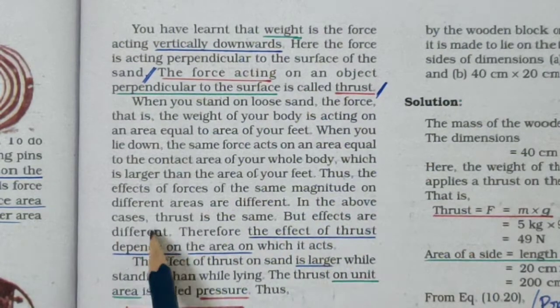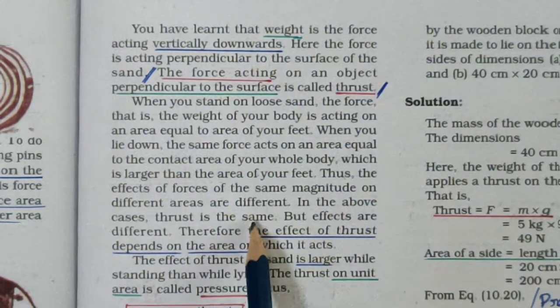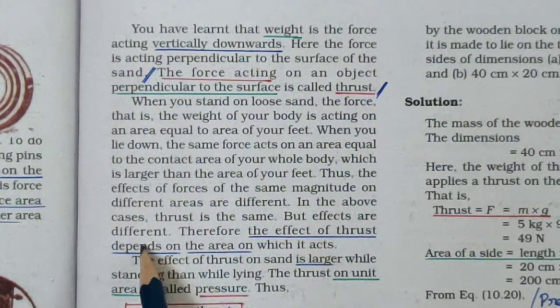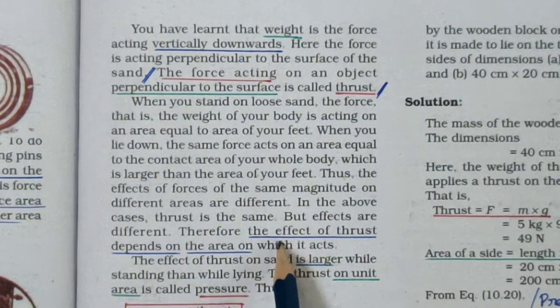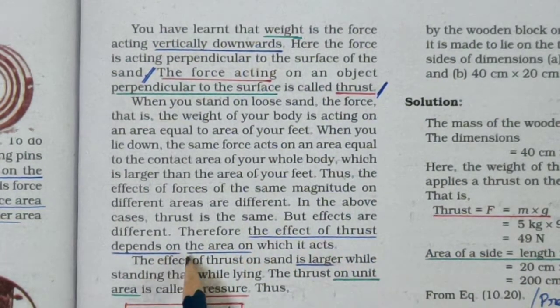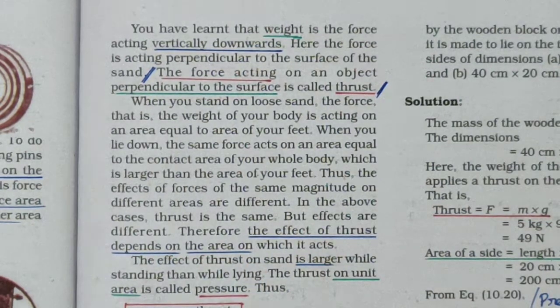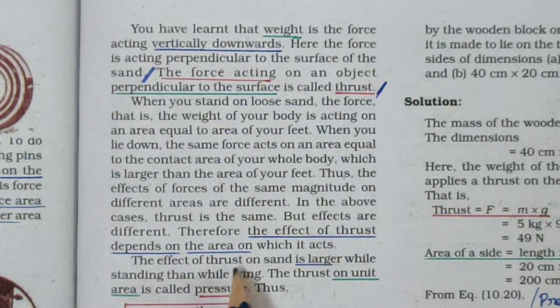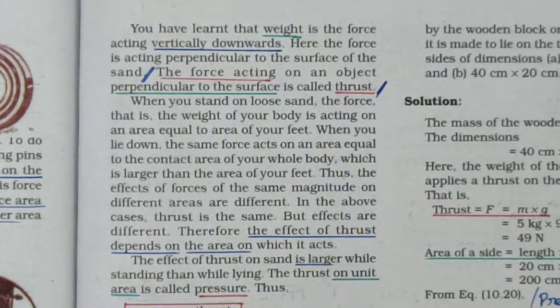In the above cases, thrust is the same, but effects are different. Therefore, the effect of thrust depends on the area on which it acts. The effect of thrust on sand is larger while standing than while lying. The thrust on unit area is called pressure.